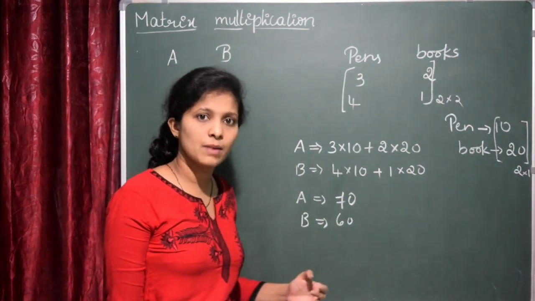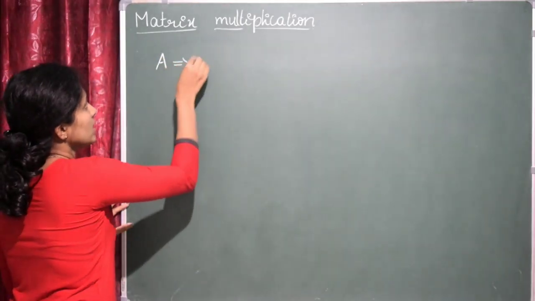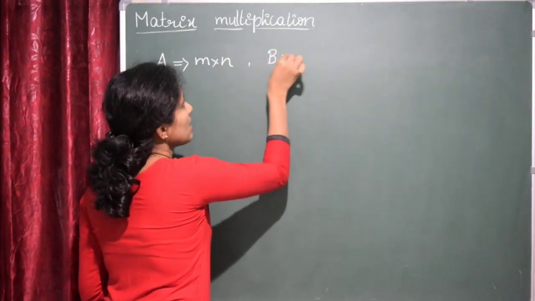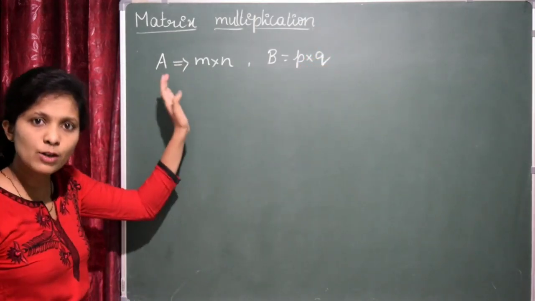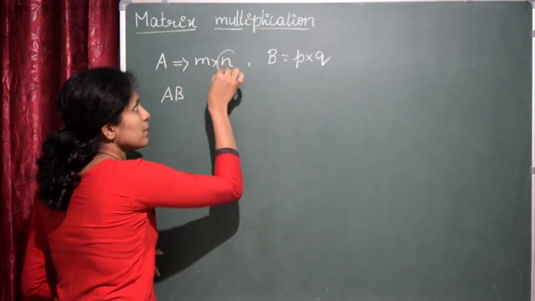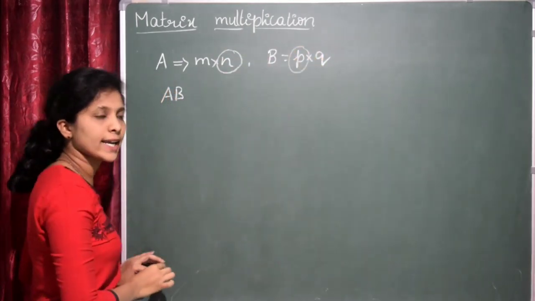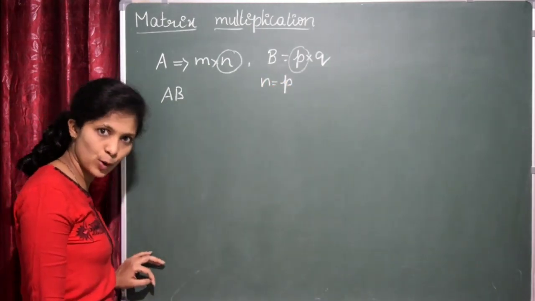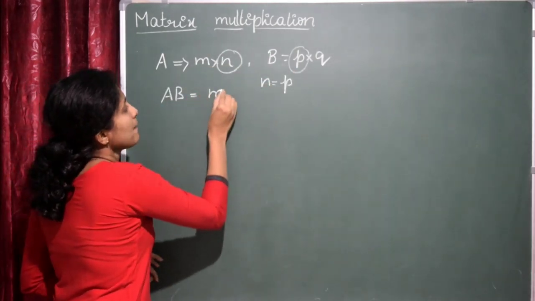Now we will consider one more example so that you can understand it better. Let A be a matrix of order m by n and B be a matrix of order p by q. Then the product of the matrices, AB, is possible only when the number of columns of the first matrix is equal to the number of rows of the second matrix, that is, n should be equal to p. Then only matrix multiplication is possible. After the multiplication you will get the matrix AB, which will be of order m by q.